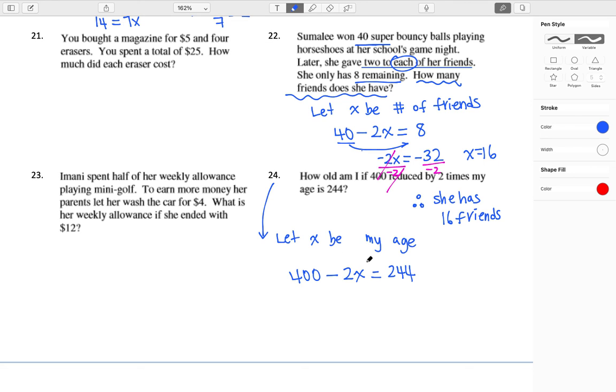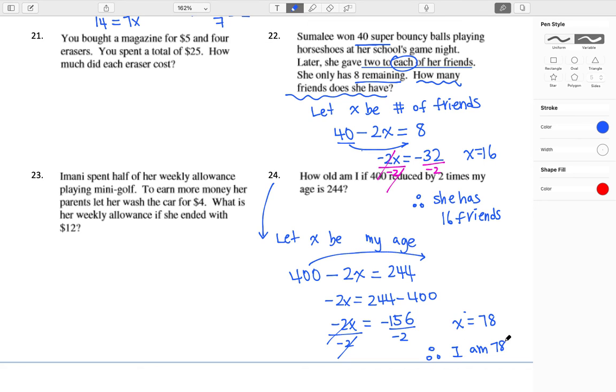Okay, and then there you have it. All you need to do is collect the like terms and isolate for x. So I'm going to move 400 to the left side. So negative 2x equals 244 minus 400, which will net negative 156. And then don't forget, divide both sides by whatever is in front of x. So x is equal to 78. Therefore, I am 78 years old.